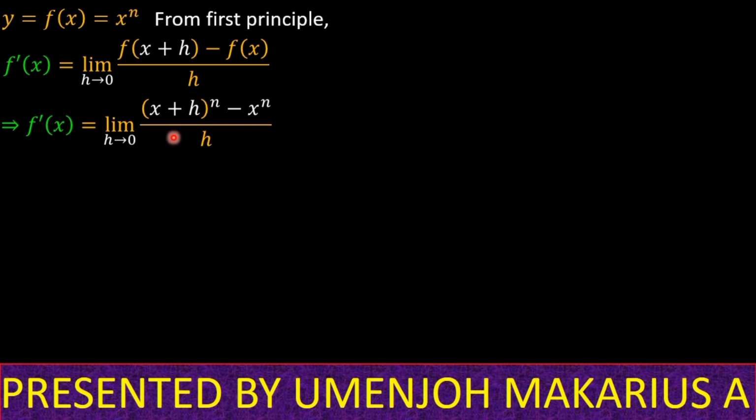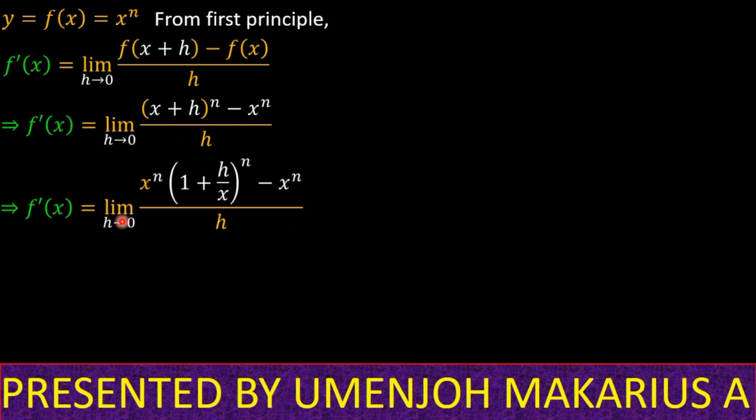So, guys, if you simplify this further a bit, we are going to have f prime of x be the same as the limit as h goes to 0 of x to the power n. How do we get x to the power n, guys? You notice that if you factor out x in this interior, we are going to have x into 1 plus h over x, everything raised to the power n, so the n can distribute itself. We have x to the power n into 1 plus h over x raised to the power n minus x to the power n, over h.